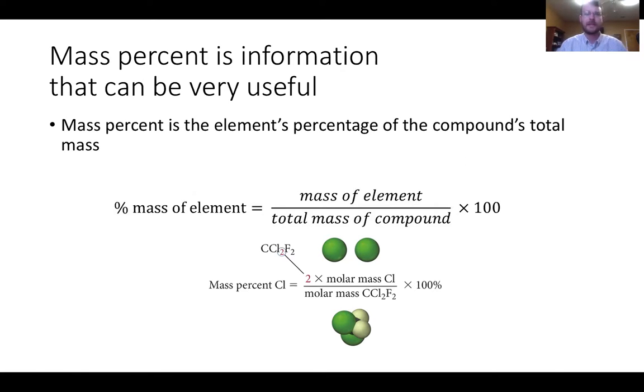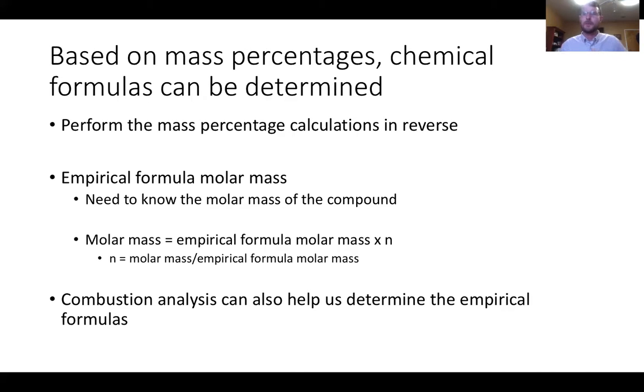Okay, and the way we calculate that is you take the mass of the element divided by the total mass of the compound, times 100% to turn it into a percentage. So we have 2 times the molar mass of chlorine divided by the molar mass of CCl2F2, times 100, which gives us the mass percent of chlorine. That's great, but what can we do with those mass percentages? Because I might ask you on a test, what's the mass percent of this thing in this compound? And so I would give you this equation, and you would say, okay, that's how I do it. But what can we do with mass percentages?